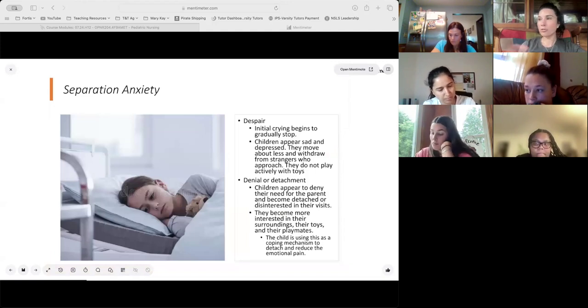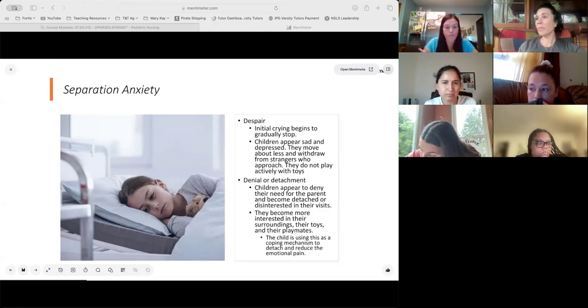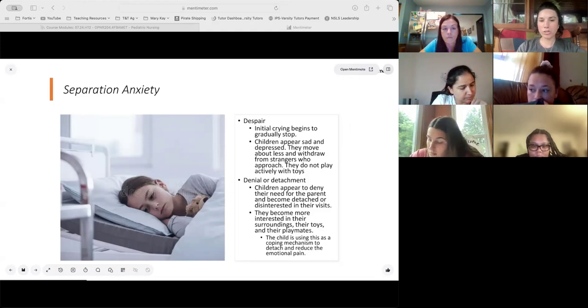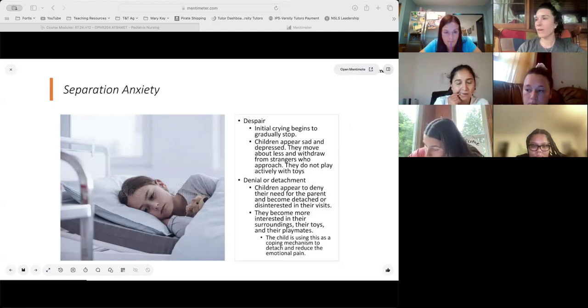So after that initial outburst, that protest stage, we have this stage of despair. And this is where we've stopped crying. Now we're really withdrawn, really sad. We don't want to talk to anyone. We don't want to play with anything. This is where those familiar objects can come in handy. It can give you a way to engage with that child, talking about their favorite toy or their stuffed animal. We can also use distraction here, reassuring the child that the caregiver is coming back, talking about something fun that they get to do when they do come back to kind of distract them, get them engaged.